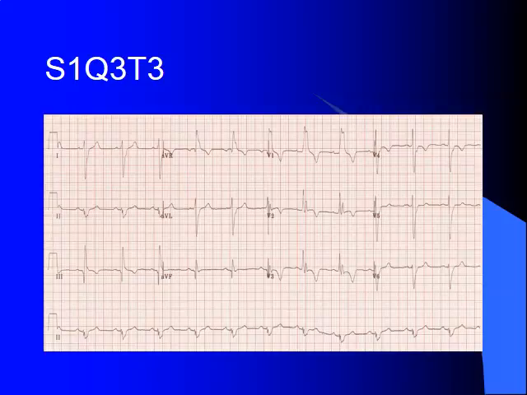Here's an example of that. So looking at your lead 1, you do have the deep S wave. Lead 3 has the deep Q wave, and then also an inverted T wave.